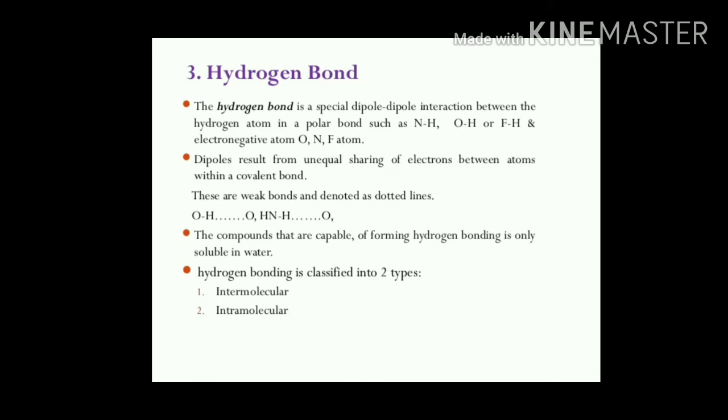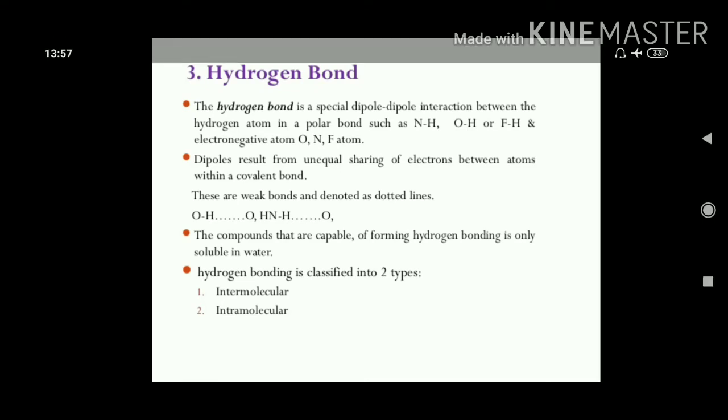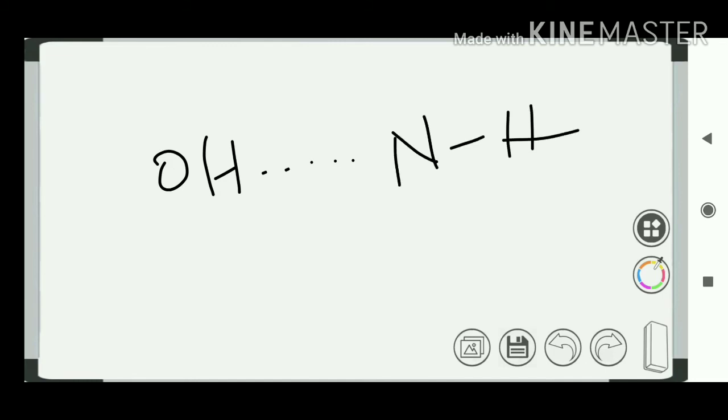Dipole results from unequal sharing of electrons between the atoms within a covalent bond. These are weak bonds denoted as dotted lines, as we are going to see here. So if you see these bonds, the hydrogen is going to make a dotted bond with another atom. The compounds that are capable of forming hydrogen bonds are soluble in water.